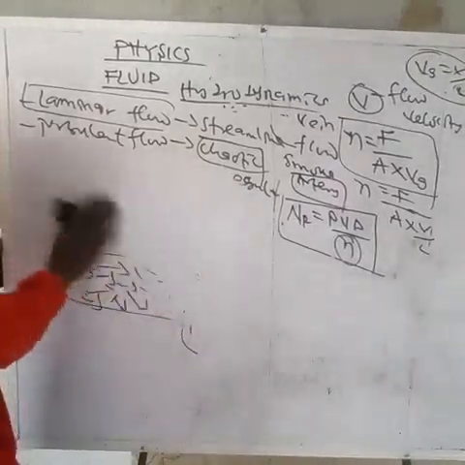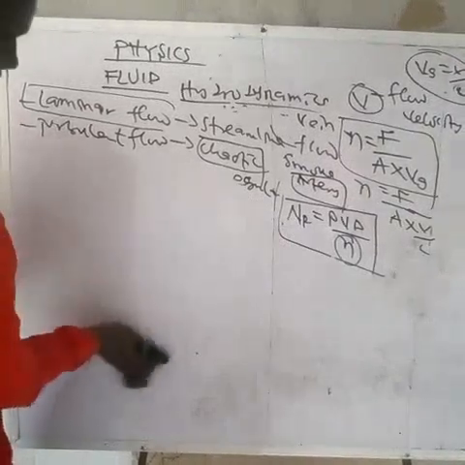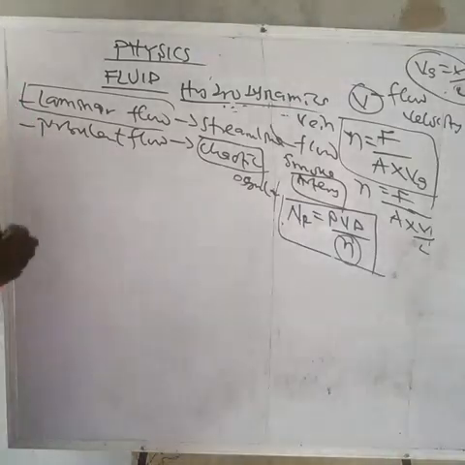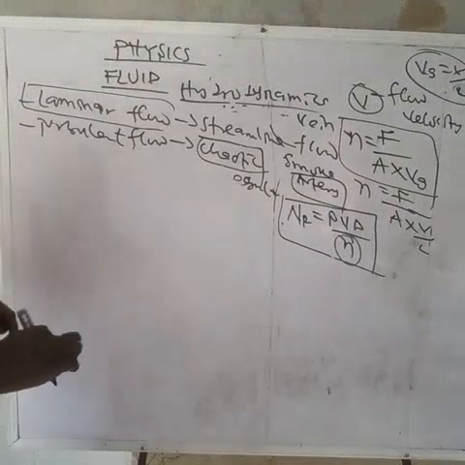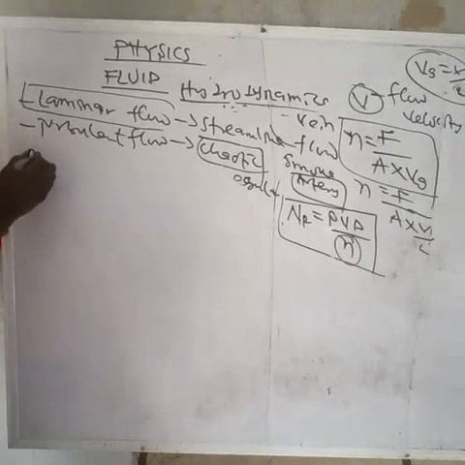The first equation is what we call the continuity equation, and the second equation is what we call Bernoulli's equation. All right, so now for the continuity equation, you must first understand how to calculate the volume flow rate and the mass flow rate. So what is mass flow rate and volume flow rate?